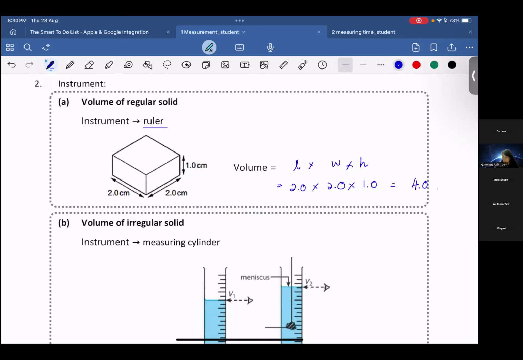The unit is cm cube. Why, dear? Because this is cm, here is cm, here is cm, 3 times cm, 1, 2, 3. So we need to have cm cube. Can you see that? I write 4.0, not 4 cm. So this one is easy. You have to know some formulas for regular shapes to calculate the volume.